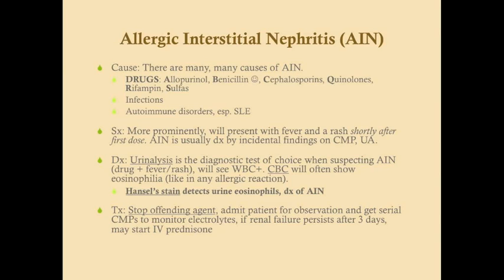And the treatment here is like any allergic reaction: simply stop the offending agent. And you admit the patient and observe them for 3 days to monitor their electrolytes and their renal function. And if the renal failure persists after 3 days, then you can start IV prednisone, and that will usually abate the allergic interstitial nephritis. But generally, stopping the offending agent will be enough.